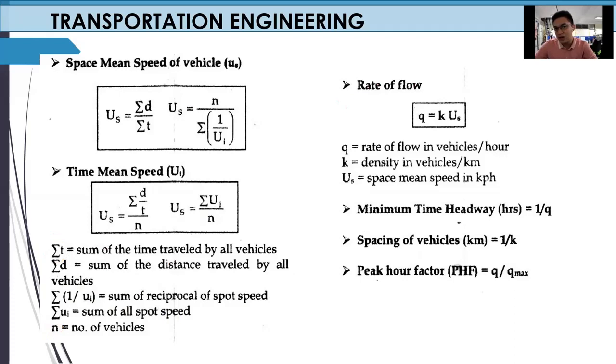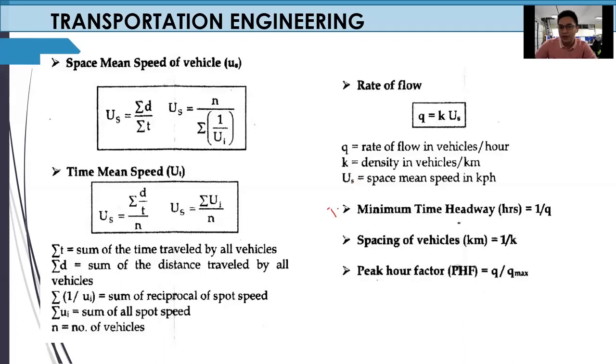Ayan, so proceed tayo. How about this rate of flow? Madali lang siya. That is equivalent to K times US. So yung US na tinutukoy dito is yung space mean speed kanina. Now, Q would be our rate of flow in vehicles per hour. K natin, binibigay yan. Minsan yan yung hinahanap mo. Reciprocal mo lang yan. It is density in vehicles per kilometer. And then, yung kanina, US, which is our space mean speed in kilometers per hour.